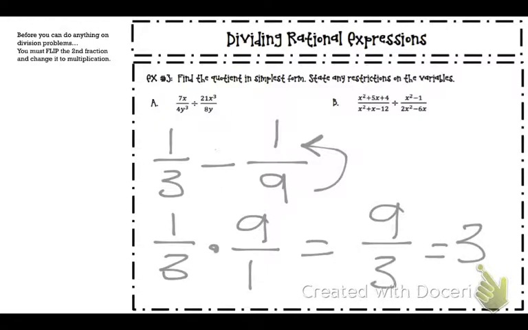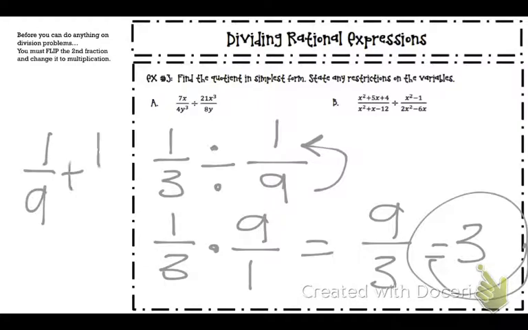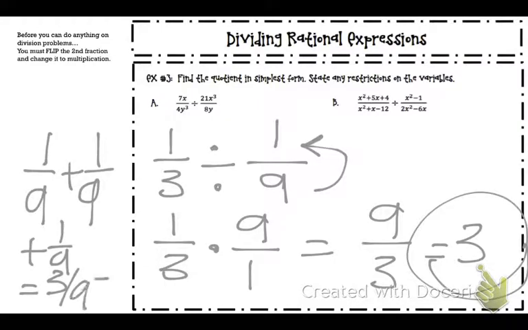And a way you can check that, if you don't believe me that you can just flip and multiply it, you see how many times does 1/9 go into 1/3? It goes in 3 times, because 1/9 plus 1/9 plus 1/9 equals 3/9, which equals 1/3. So that's where I got that 3 from.